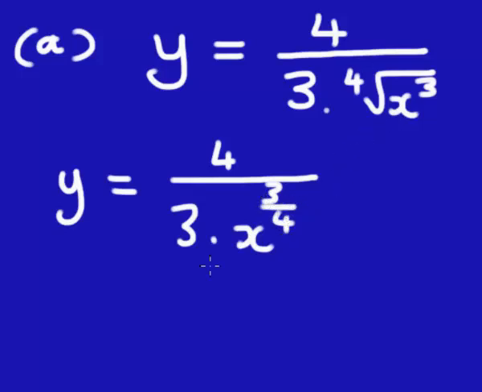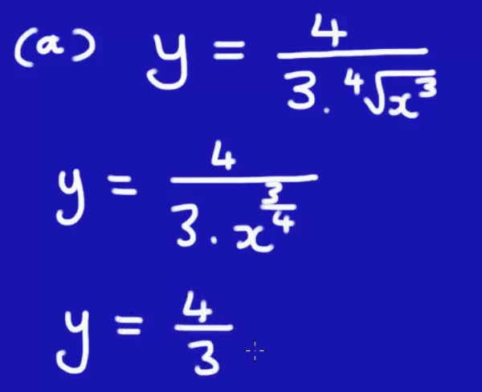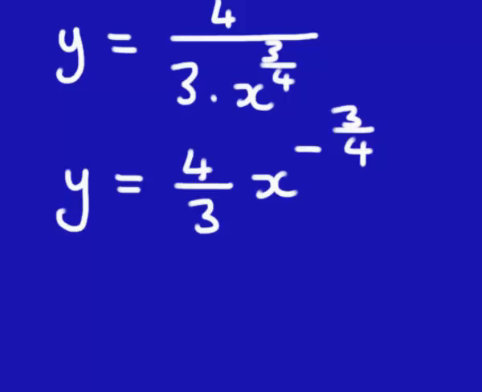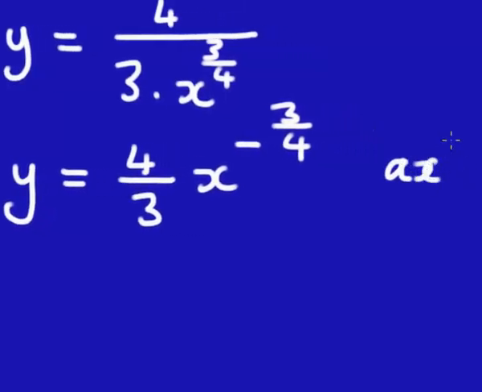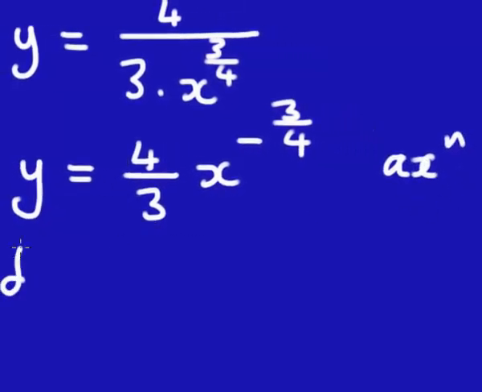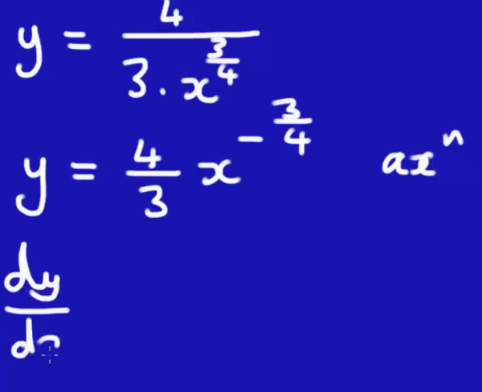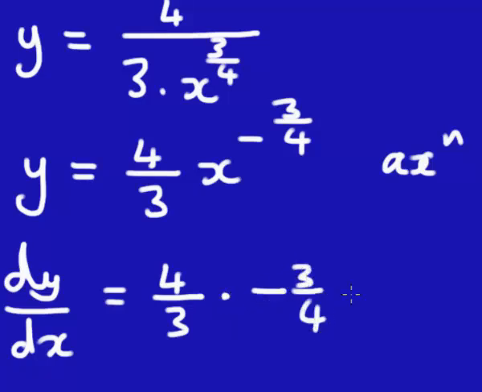You get rid of the root. Then if you apply the rules of exponents, look at that, it's still y equals, you can go 4 over 3 x to the negative 3/4. There we go. Now you're in a position, you've got it in the form of rule 1. So you now say dy over dx is 4 over 3 multiplied by, bring down the exponent, and subtract 1 from the original exponent there.